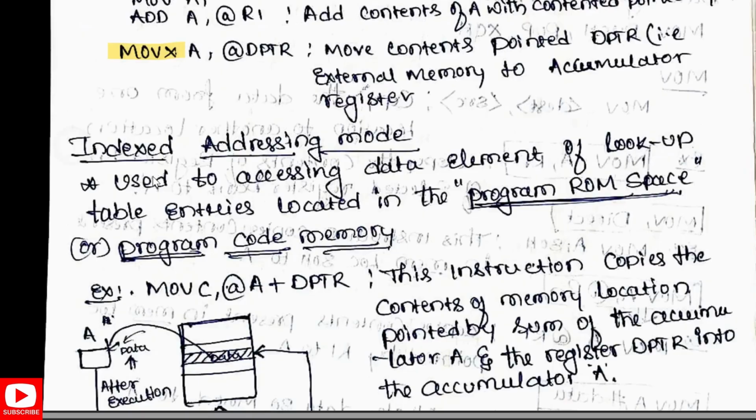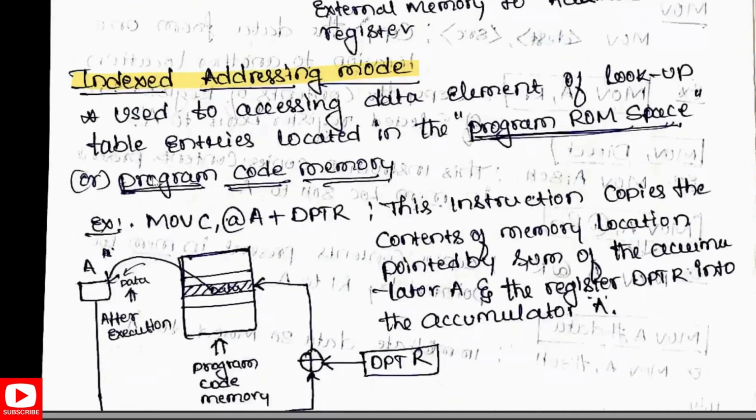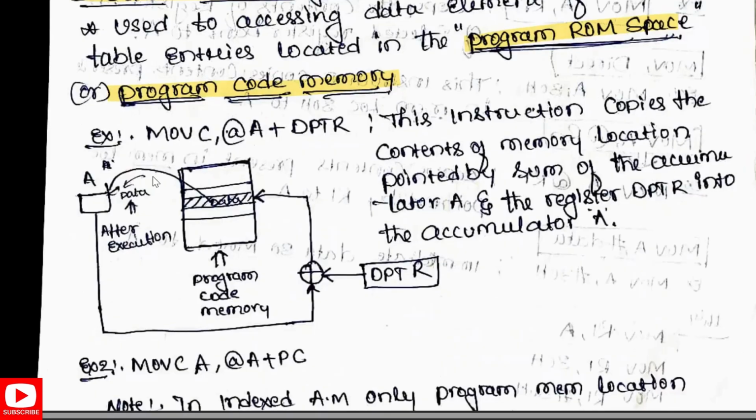Next comes the indexed addressing mode. Here it is used for accessing the data elements of lookup table entries located in the program ROM space, or you can say if it is present in the program code space. Example, let us consider MOVC A, @A+DPTR. This is an instruction where it will copy the contents of the memory location pointed to by the sum of the accumulator and the DPTR into the accumulator.